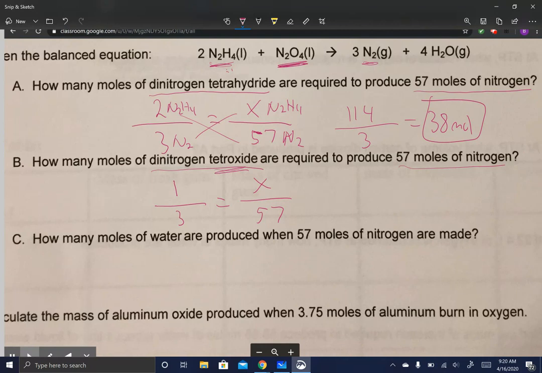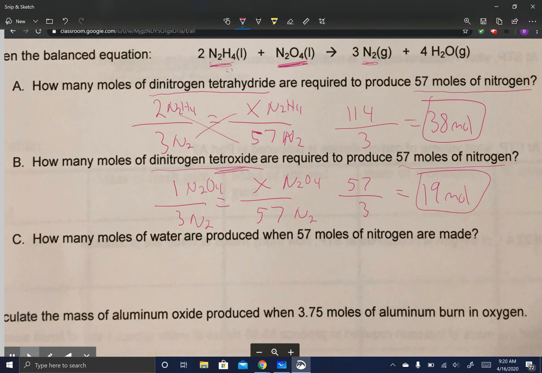Okay, again, so now this 1 is the N2O4, and this X is N2O4, and this is N2 again. So it's very similar to the last question, except instead of this reactant, we're doing this reactant. Cross multiply, divide. It's going to be 57 divided by 3 ultimately here. 57 divided by 3, 19. Oh, yeah, should have known that. 19 moles.